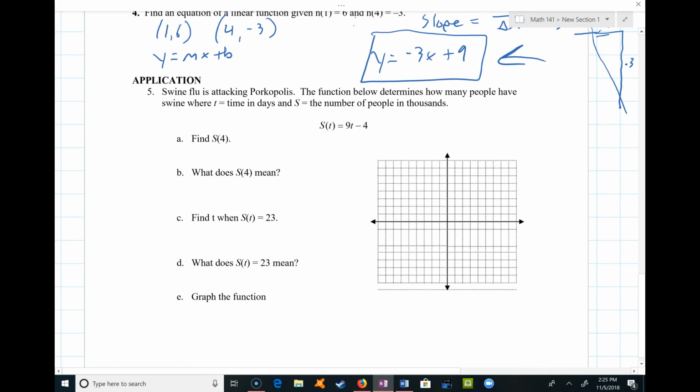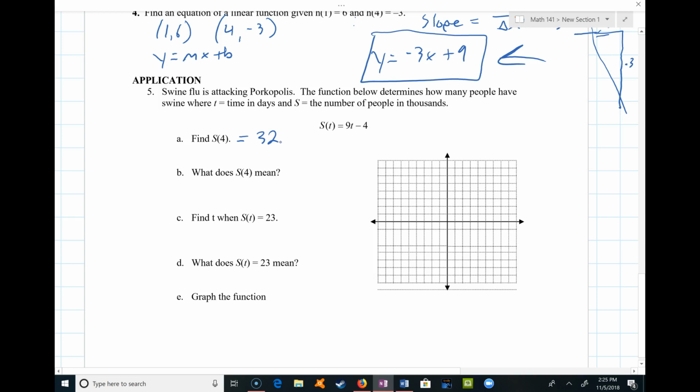Okay, finally, number 5 says swine flu is attacking Porkopolis. That's funny. The function below determines how many people have swine flu, where t equals time in days and s equals number of people in thousands. Ooh, number of people in thousands. So find s of 4. That's just function notation. So I plug in a 4 here, and 9 times 4 is 36. 36 minus 4 is 32. Okay, so s of 4 is 32.